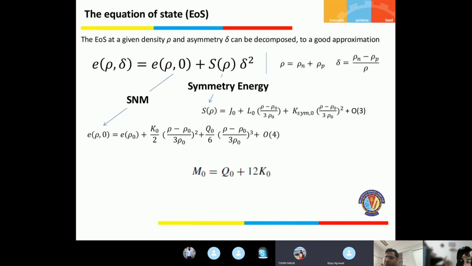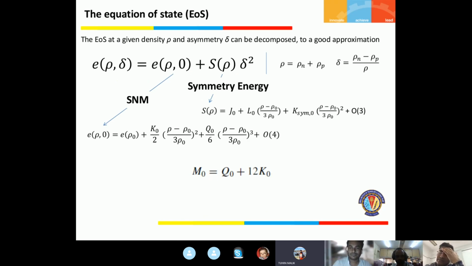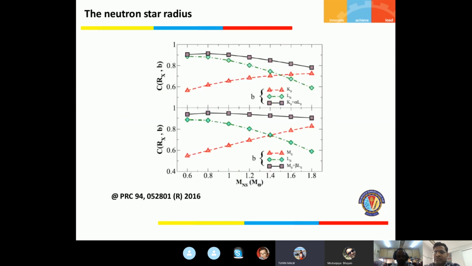So in SNM, again you can expand the symmetric nuclear matter equation in terms of E of rho 0 plus K0 by 2 times ((rho minus rho 0) by 3 rho 0) whole squared, where rho 0 is the saturation density, plus Q0 by 6 times (rho minus rho 0) cubed. You can see these are all nuclear matter parameters: K0, Q0. The neutron star equation of state basically depends on two parts: one is the symmetric nuclear part, and one is the symmetry energy part. There are various parameters from the symmetric part as well as from the symmetry energy part: K0, Q0, and L0, the slope of the symmetry energy, and the curvature of the symmetry energy.